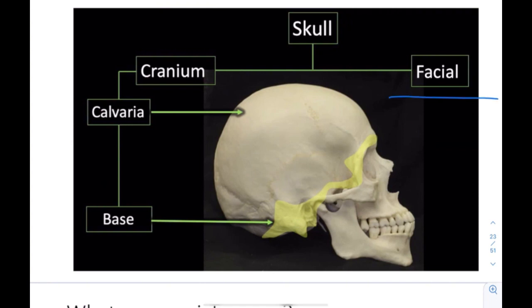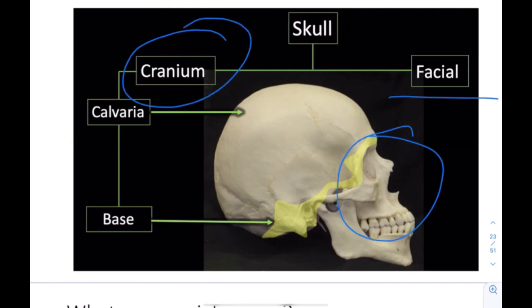So the skull is made up of facial bones here, and it's made up of the cranium. The cranium has two components: the calvaria, or the cranial vault, and the cranial base right here.